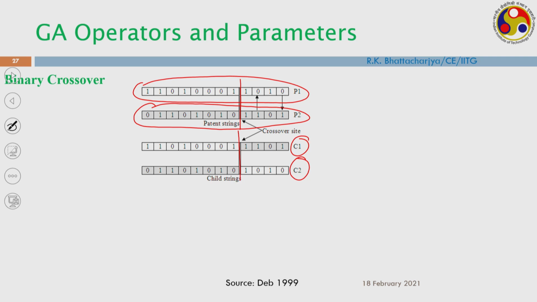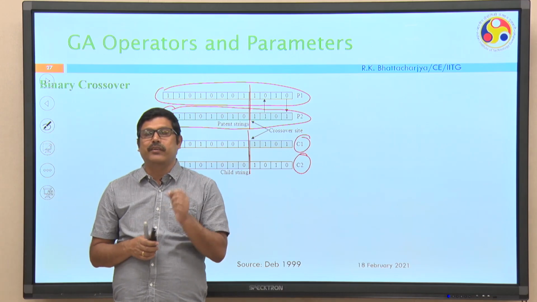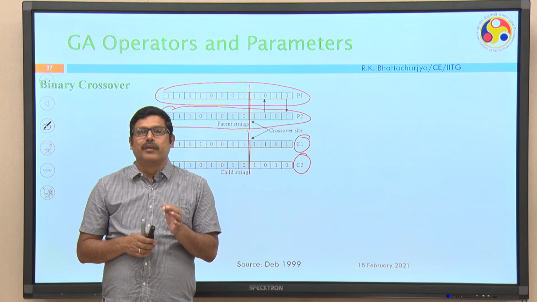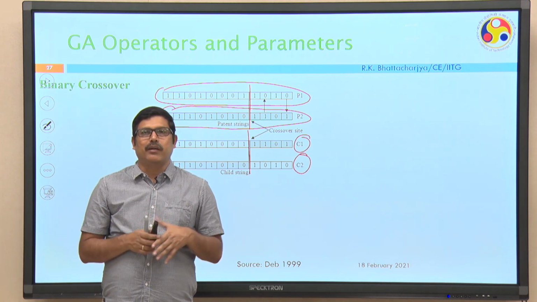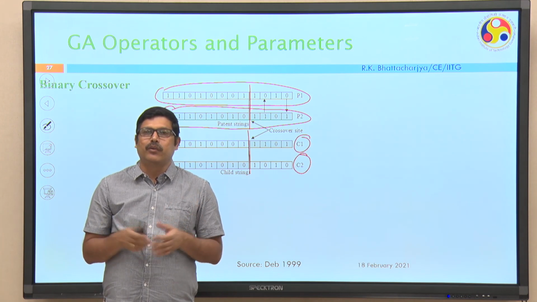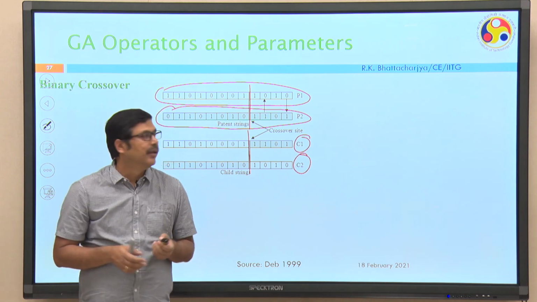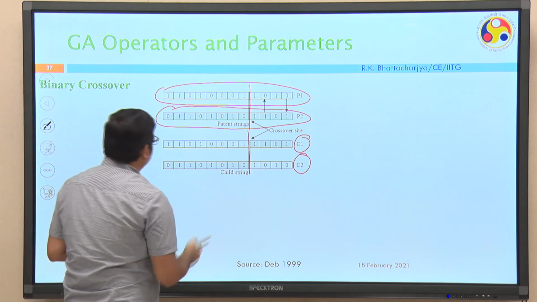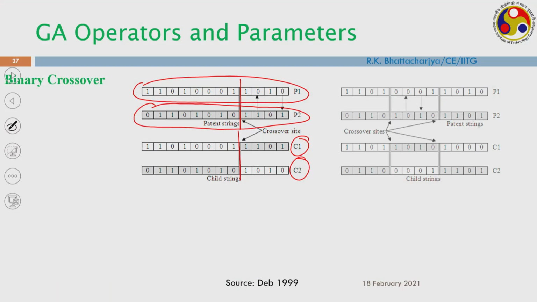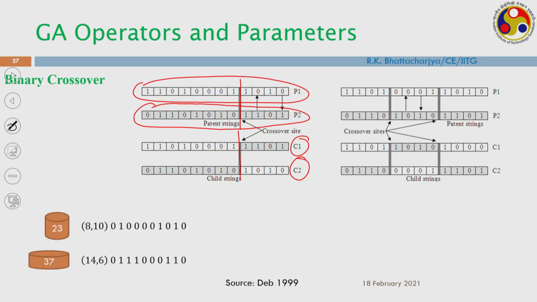So, what we are doing here, we are converting the solution to binary bits, and then we are selecting a crossover site, and this crossover site is also selected randomly. Okay. So, also selected randomly between 1 and n minus 1, where n is the number of bits. So, it is selected, and after that you are exchanging the gene information. So, just look at an example.